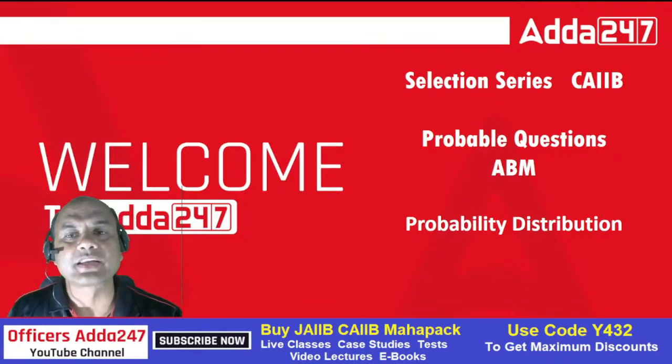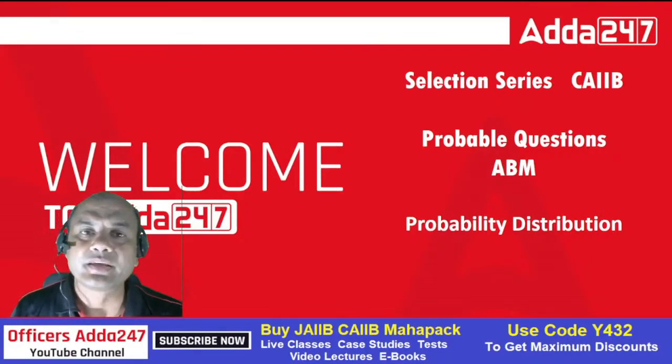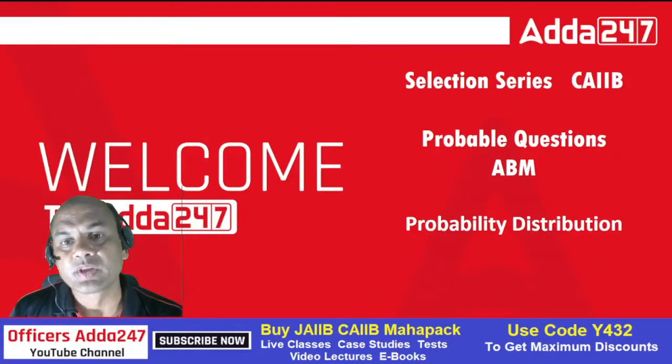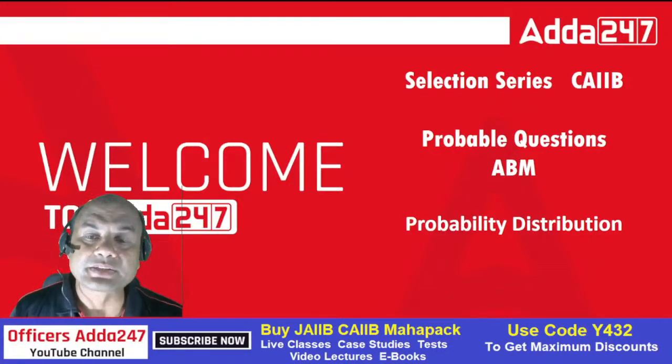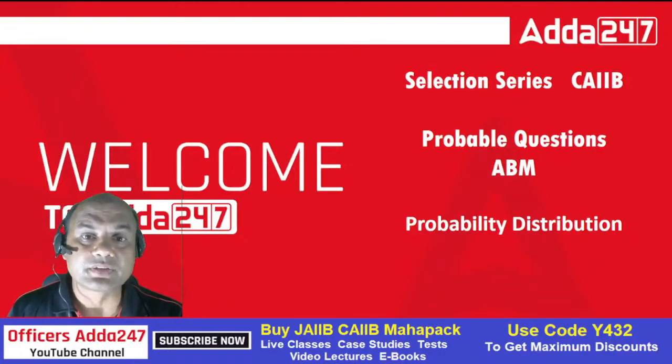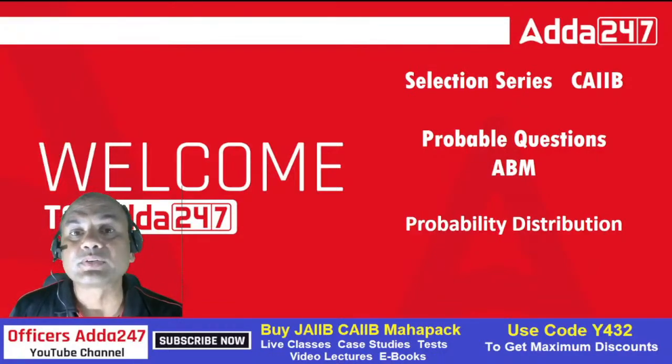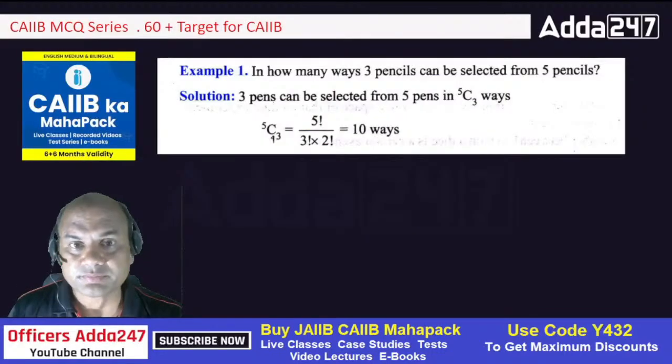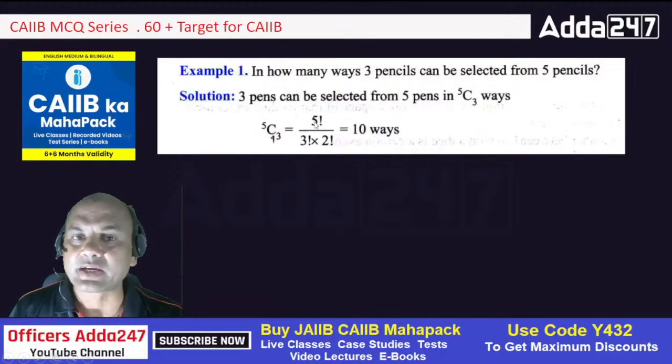We are in the selection series for CAIIB and presently we are dealing with probable questions in ABM. Today we'll be dealing with probability distribution and that also numericals. Very important ones. So follow the video till the end, because if you don't, you'll miss out something important. Okay? Let's start. Let's start with the example directly.